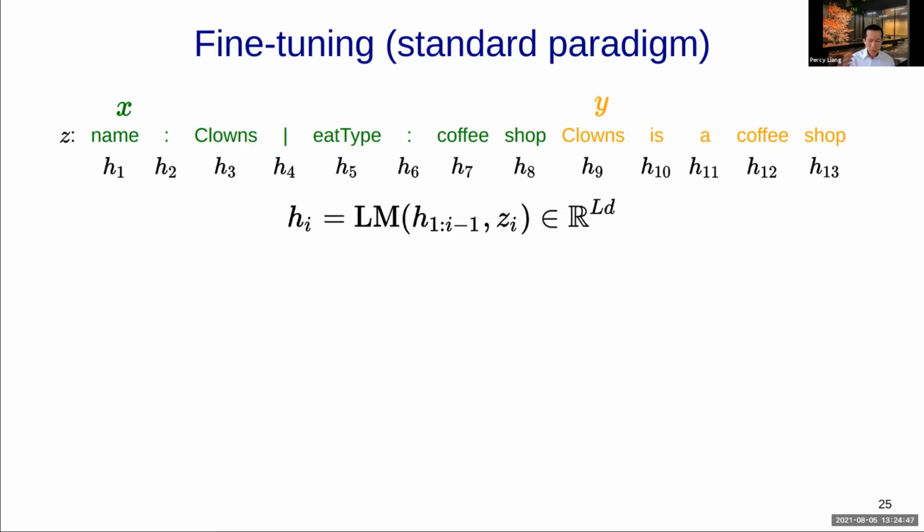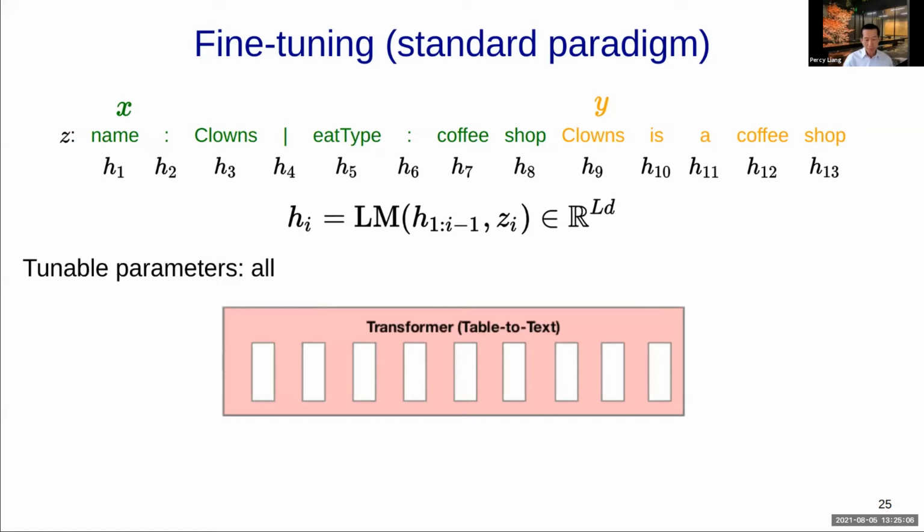An autoregressive language model like GPT-2 or 3 computes a sequence of hidden states, where I'm using H_i to denote the stacked up version of the hidden representation across all the layers. So the number of layers L times the dimensionality of each hidden layer. And that's a model. When we fine tune, we just fine tune all the parameters of the language model.